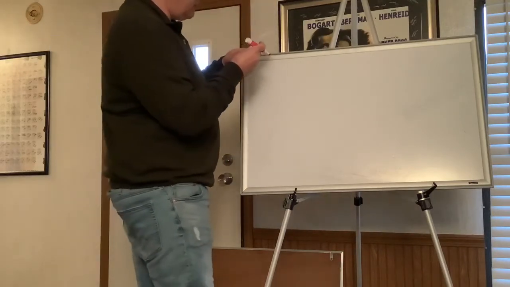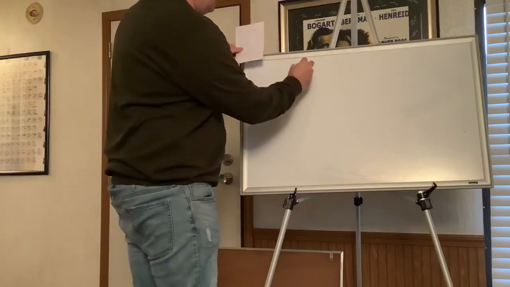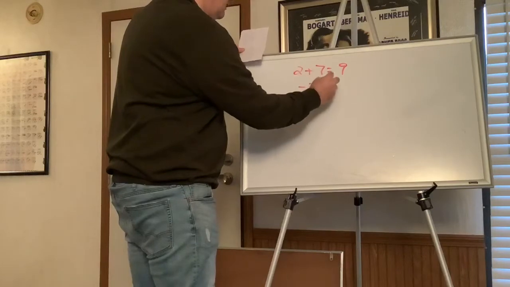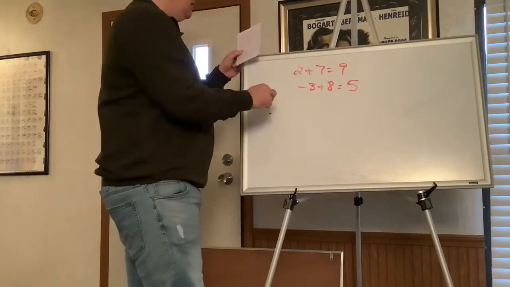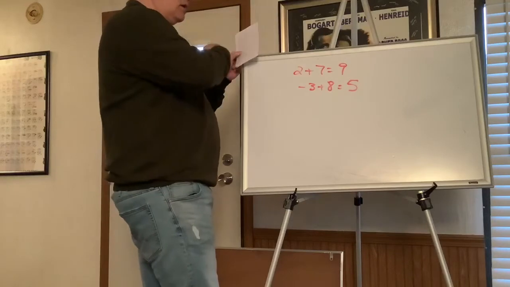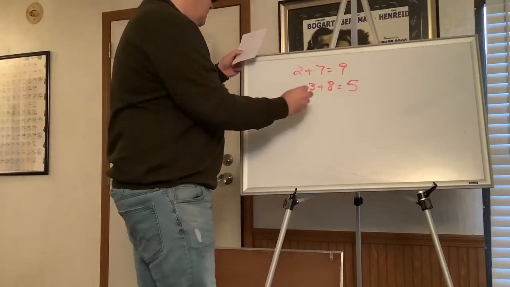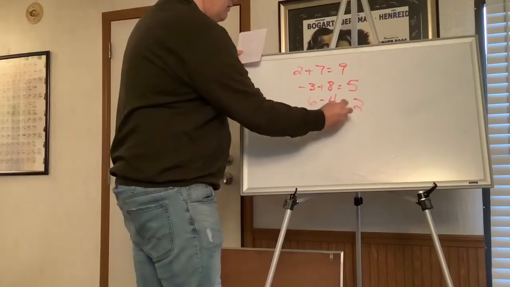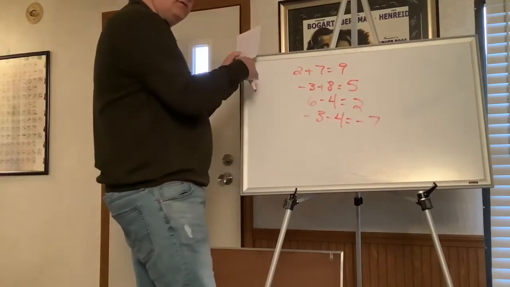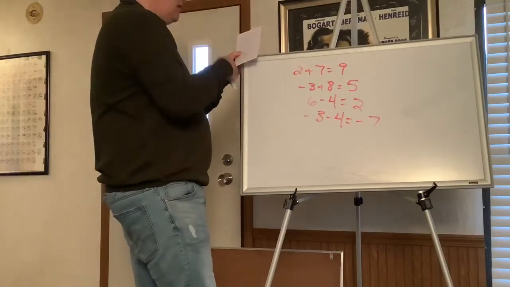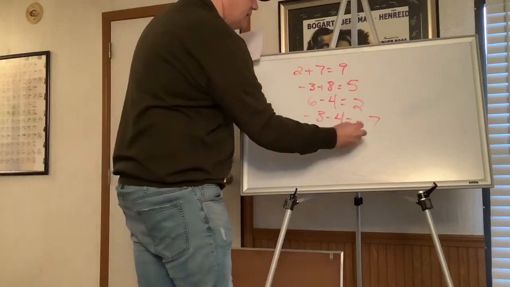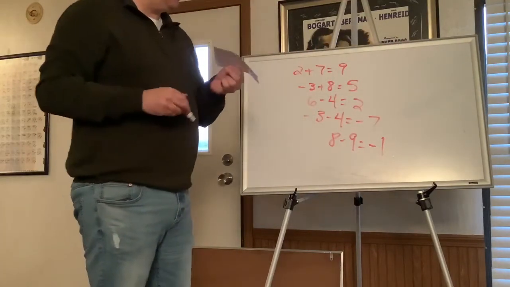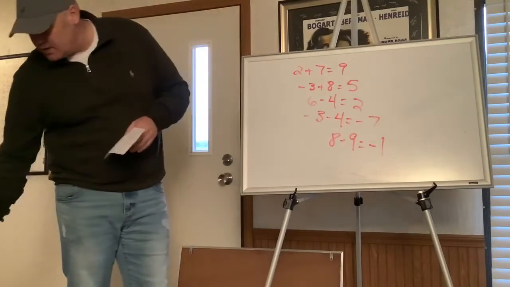I did one that was 2 plus 7, so obviously that's 9. Negative 3 plus 8 comes out to 5. If you're on that number line, you start at negative 3 and go positive 8, you get to 5. 6 minus 4 was 2. Negative 3 minus 4 is negative 7. You start at negative 3 and you go 4 down the negative way, and so that's negative 7. And then 8 minus 9 should have been negative 1. You started at 8, went down 9, and you're at negative 1. So those are the answers to the ones that I had you do yesterday.